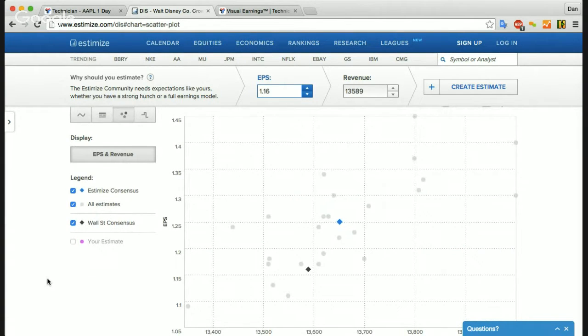This is my favorite chart on the site because when you enter your own estimate, what you can see is basically where you sit in the distribution of expectations. And as a trader, what I really want to know is, am I really bullish, or am I kind of right inside of the consensus? Am I expecting what everybody else is expecting, or am I kind of really far outside of that?